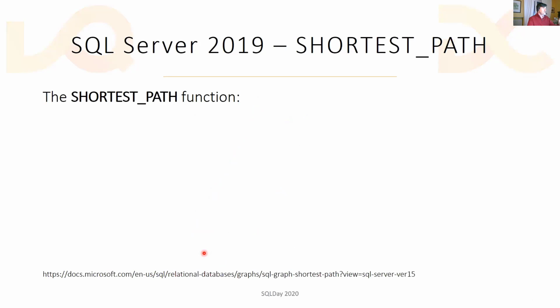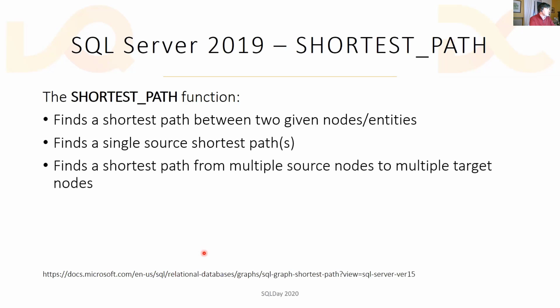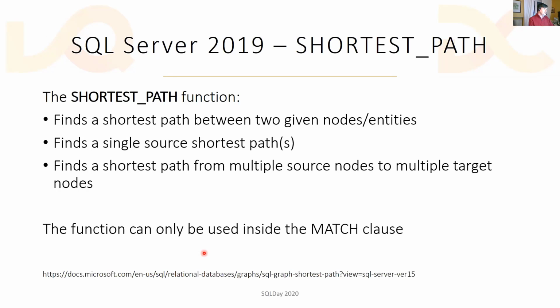So from SQL Server 2019, we have this shortest path function that gives you the shortest path between two given node entities. It can find a single source shortest path, or the shortest path from multiple source nodes to multiple target nodes.